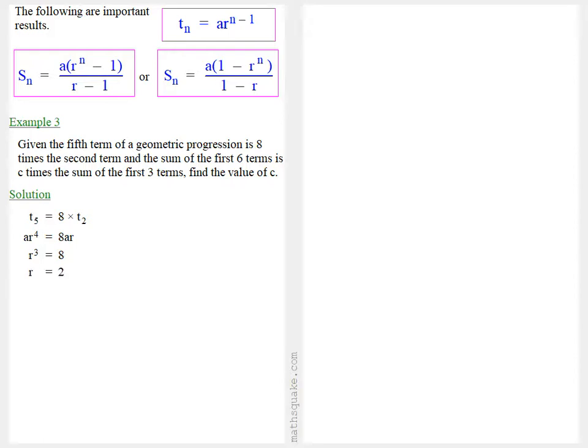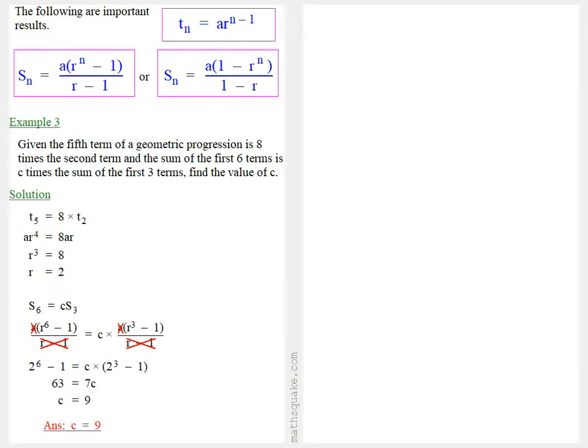equal to 2. Now we're also told that the sum of the first 6 terms is c times the sum of the first 3, so A into R to the 6 minus 1 over R minus 1 is equal to c times A into R cubed minus 1 over R minus 1. Now the A's cancel and the R minus 1's cancel, and so we're left with 2 to the 6 minus 1 equals c times 2 to the 3 minus 1. So 63 is equal to 7c, which means c is equal to 9. And that's our answer. C equals 9.